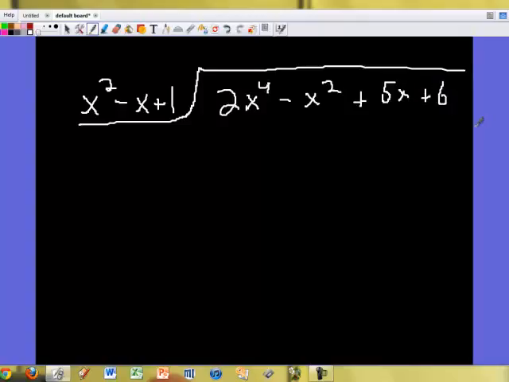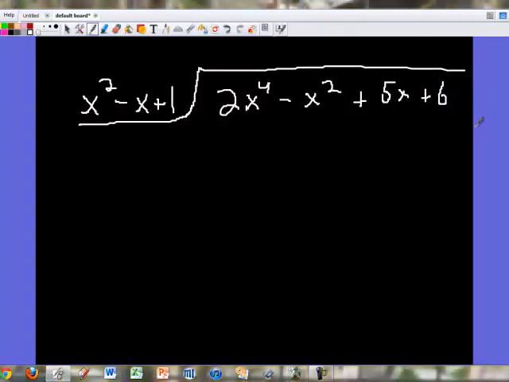Okay, we have 2x to the fourth minus x squared plus 5x plus 6, all divided by x squared minus x plus 1. Step 1, check all your powers inside. Since you have x to the fourth, you have to have x to the third, x to the second, x to the first, and a number. We are missing x to the third. Can't have that. So what we have to do is insert it where it would normally go.